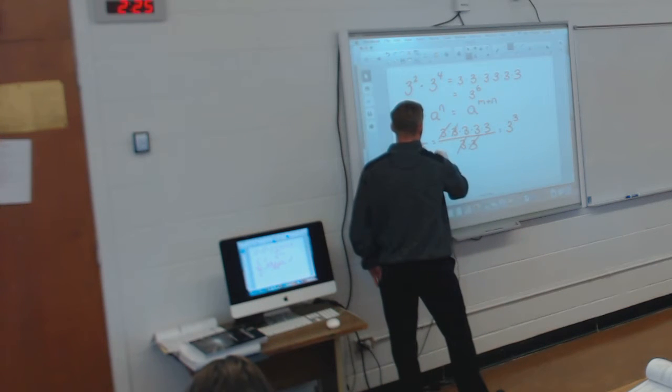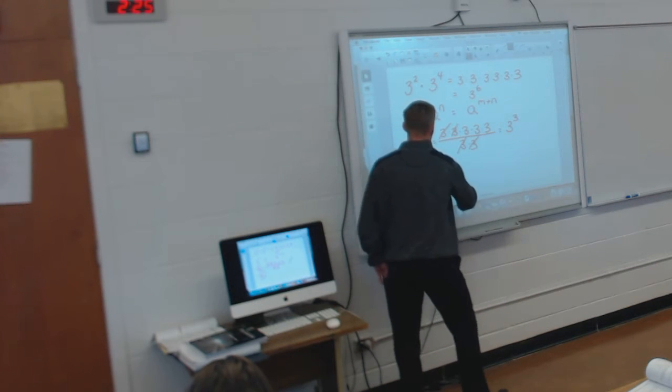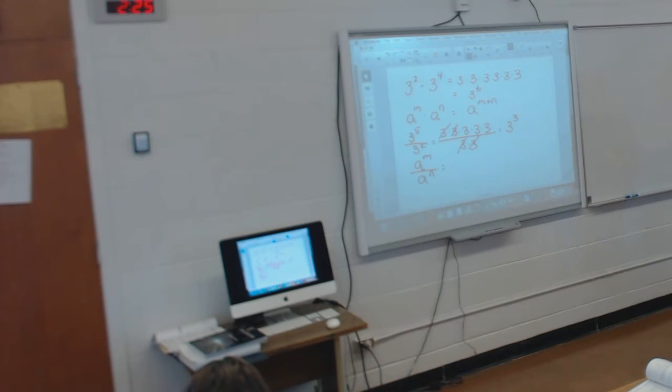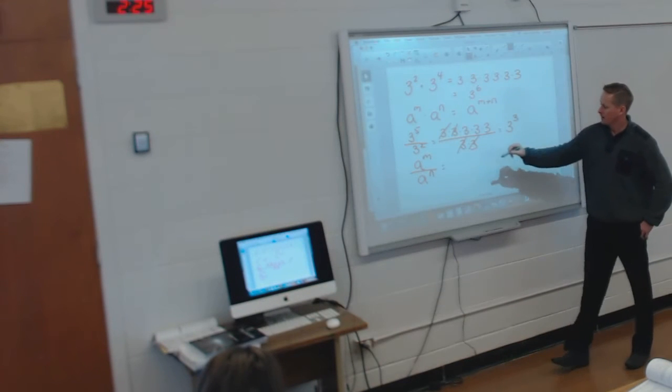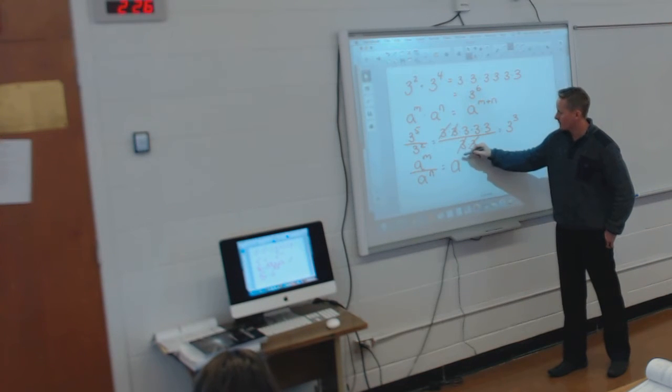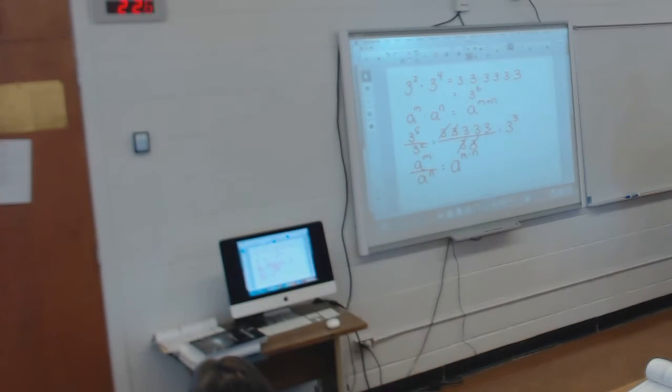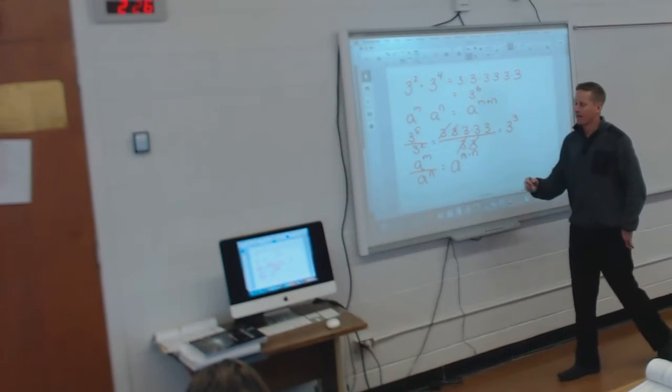When I take two values with the same base and different exponents, and I'm dividing them, I actually subtract the exponents: a to the m minus n. So far, are we following this? Okay, so there's rules 1 and 2 so far, what we call the exponent laws. So laws 1 and 2. All right, questions so far?